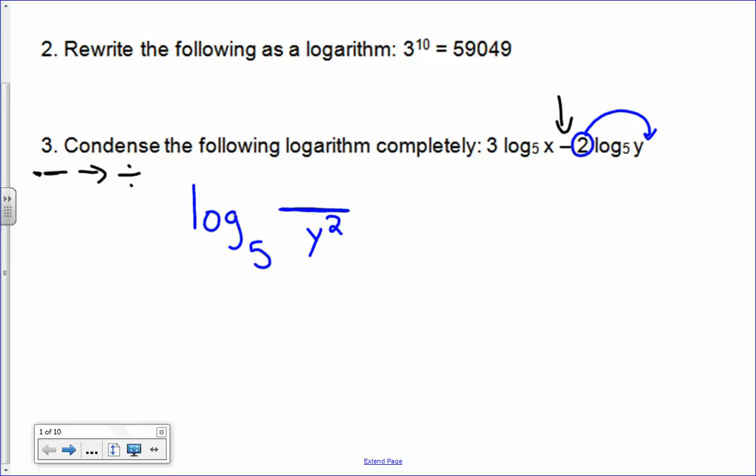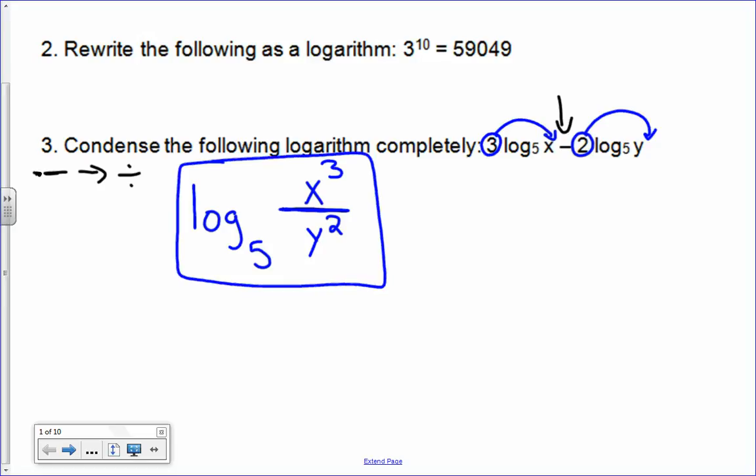On the top is everything on this side of the minus sign. We have an x on this side. And in the very front of the log that the x is located on is the number 3. So that 3 is the exponent of the x. So we should have log base 5 of x to the third over y squared. That's our final answer. Again, if you need to stop, rewind, please do so. All right, let's move on to number 4.